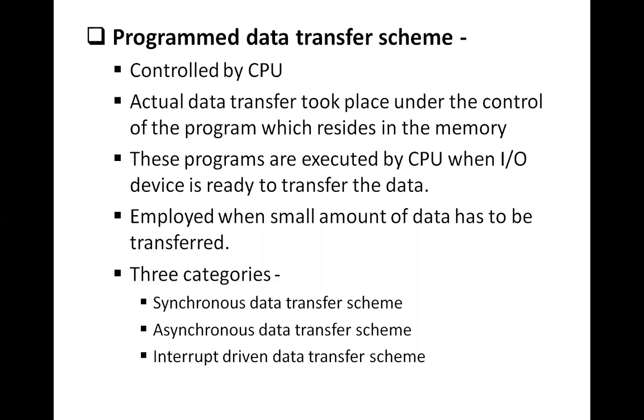The program data transfer scheme can be classified into three parts: the synchronous data transfer scheme, the asynchronous data transfer scheme, and the interrupt driven data transfer scheme. The synchronous data transfer scheme is employed when the processor speed and the device speed are about the same. The asynchronous data transfer scheme is used when the device speed is different from the speed of the microprocessor. And the interrupt driven data transfer scheme is used whenever the device wants to transfer the data through an interrupt. We will discuss it later on.